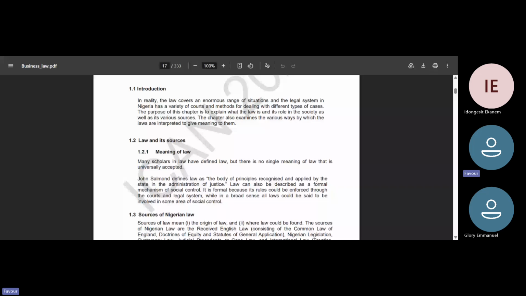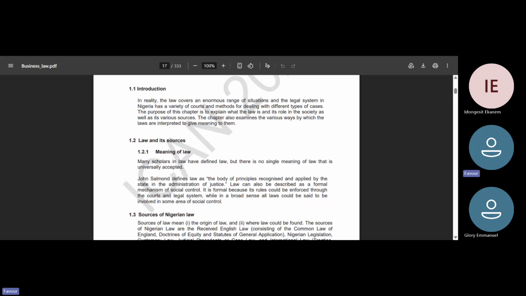From the material here, John Salmond defined law as a body of principles recognized and applied by the state in the administration of justice. So this body of principles or rules is not only recognized, but applied by a state. For example, in Nigeria, there's a body of principles and rules contained in the constitution, which can be said to be part of the laws of Nigeria. I don't know if you get what I'm saying. So this guides the administration of justice.